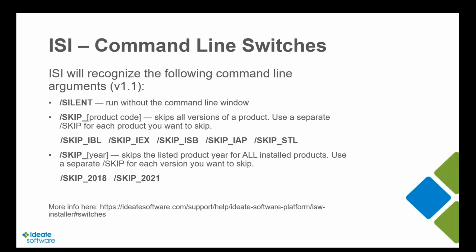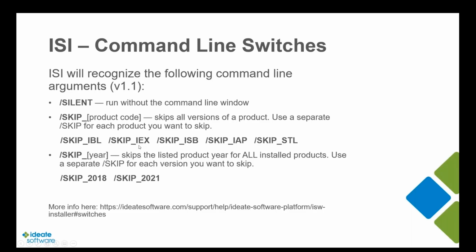This is what I meant when I mentioned building user-specific packages. The skip will skip over a product inside the installer. So you can install everything but Bimlink, IBL Bimlink, IEX, Ideate Explorer, ISB Sticky, IApp is Ideate Apps, and STL Style Manager. So you can skip all versions for a particular product.